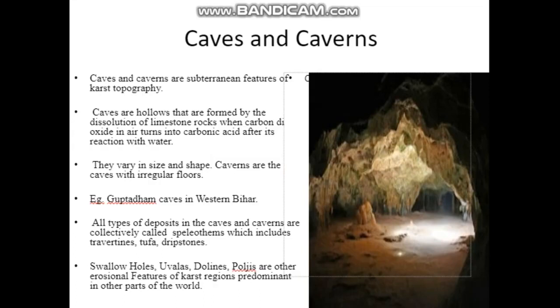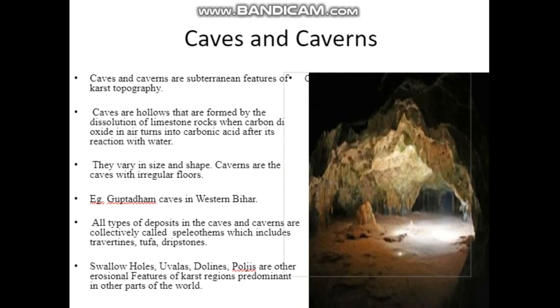These caves and caverns are also the subterranean features of karst topography. Karst topography, already we have learned about the limestone. They vary in size and shape. Caverns are the caves with irregular floors. Caves means it will be a hollow and caverns means it will be irregular floors. Example, Guptadham caves in western Bihar.